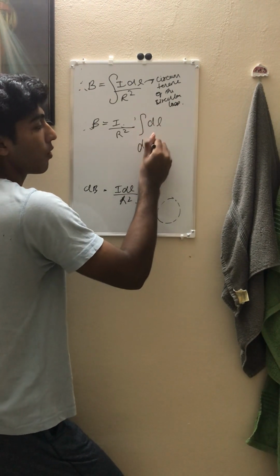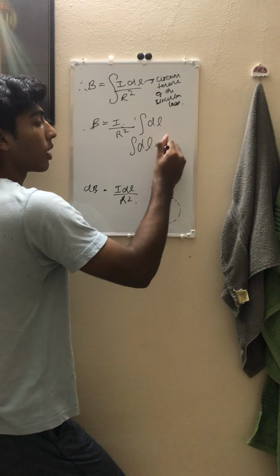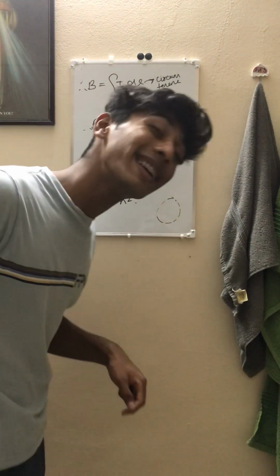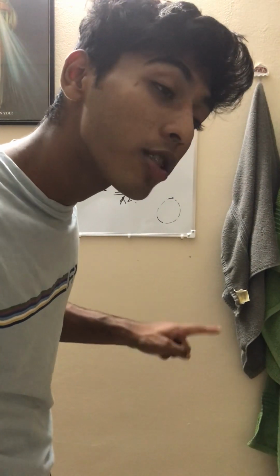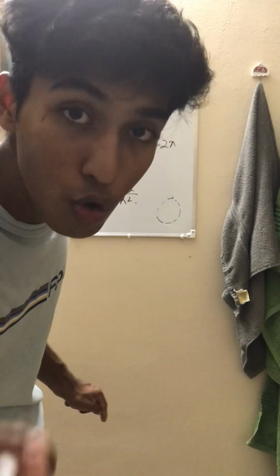And as I said before, this will become 2 pi r. What is the circumference of a circle? The circumference of a circle is 2 pi r.